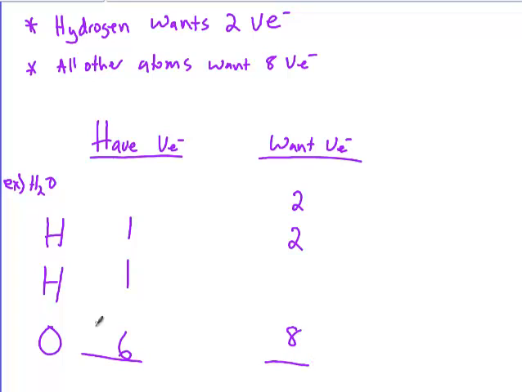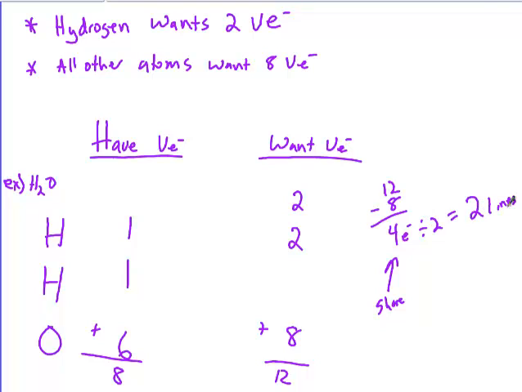So the next step is we're going to add these up. So I got 6, 7, 8. 8, 10, 12. So we've got that. From there, I'm going to go 12 minus 8 gives us 4 electrons. That's how many we're going to share. And because we're sharing this, I'm going to divide it by 2. And it tells me I'm going to have 2 lines when I draw this out.